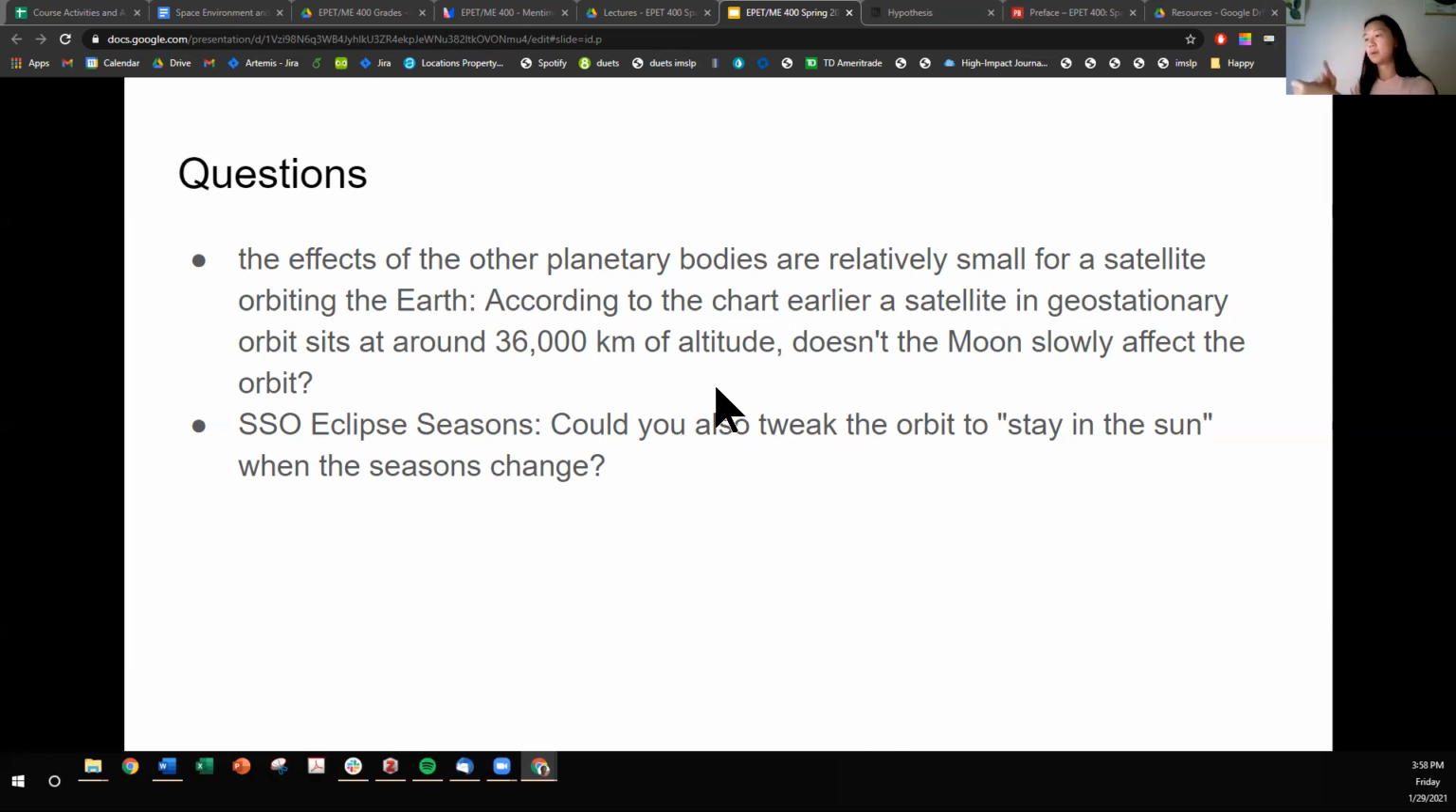You could also orbit with the Earth and never leave sight of the sun. So yeah, there are those types of orbits that you could pursue. Okay, I think I'm done with my lecture today.